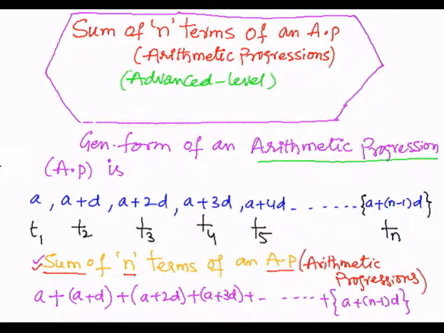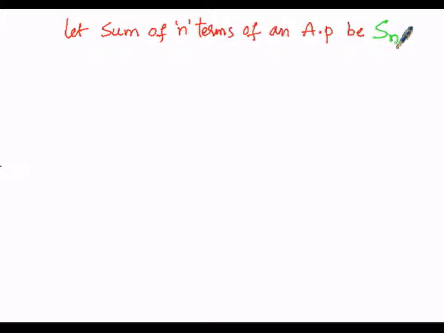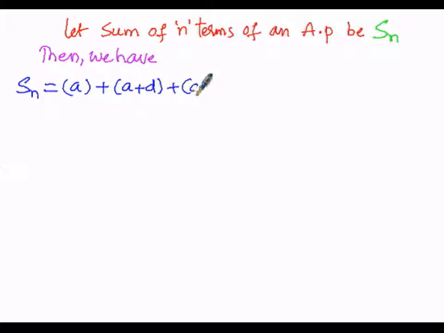So in this manner we are going to suppose, so here let the sum of n terms of an AP be Sn. So here then we have Sn equals the sum of n terms equals the first term a plus the second term a plus d plus the third term a plus 2d and the fourth term a plus 3d and so on, plus the nth term, which will be a plus n minus 1 into d.